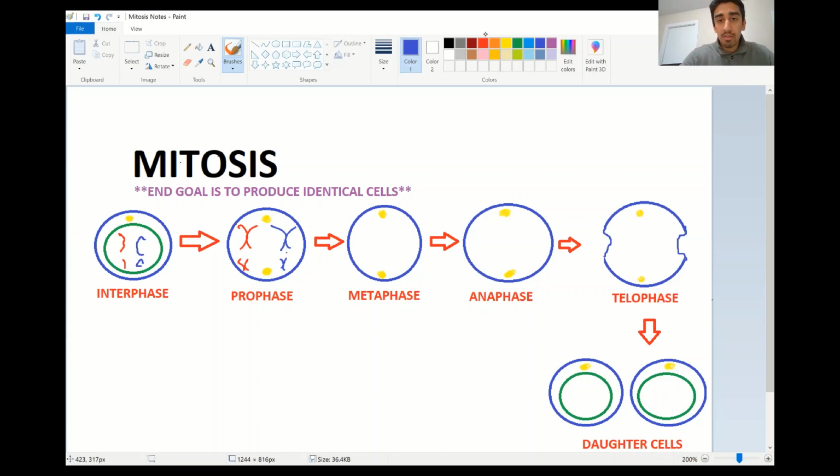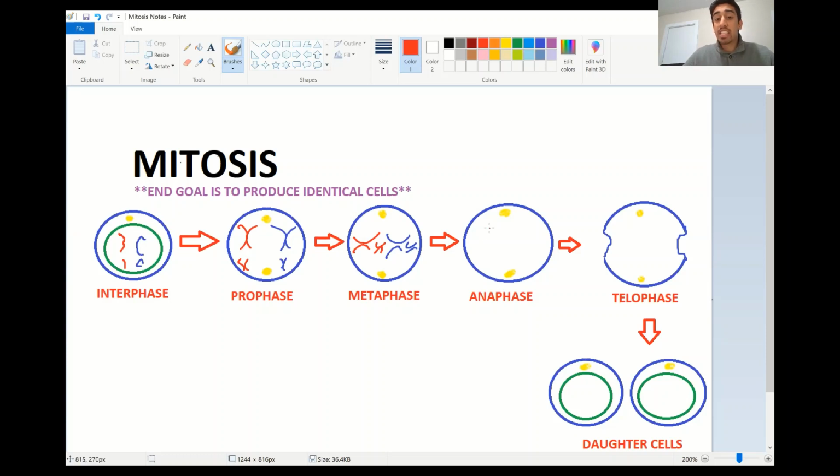Once we get to metaphase, those 4 chromosomes line along the middle of the cell. So let's draw the big red one here. Let's draw the small red one here. Let's draw the big blue one beside it, and then the small blue one beside it. And they're shaped in an X-like manner. When we get to anaphase, those chromosomes begin to drift apart to opposite ends of the cell.